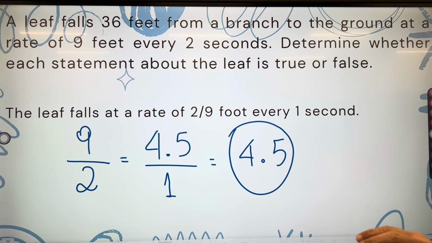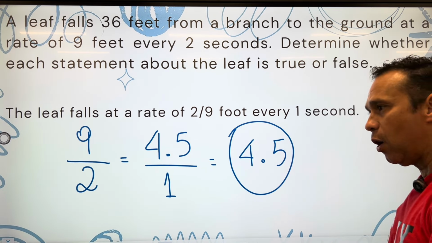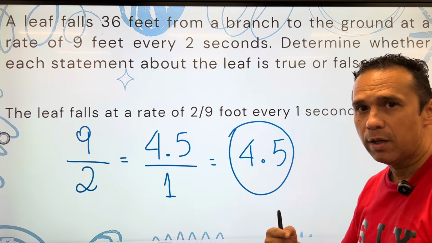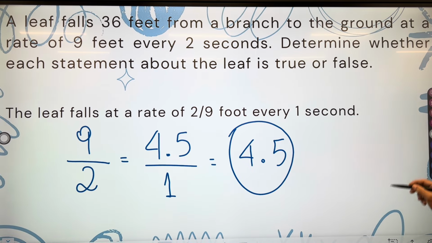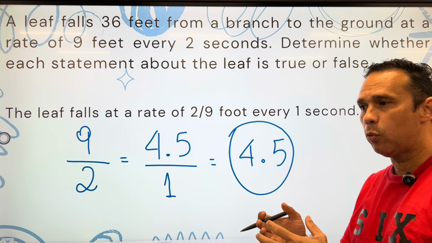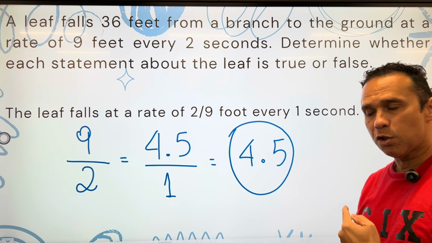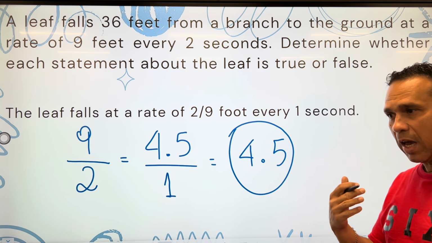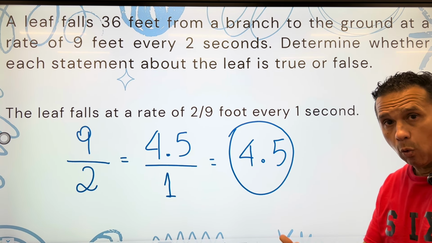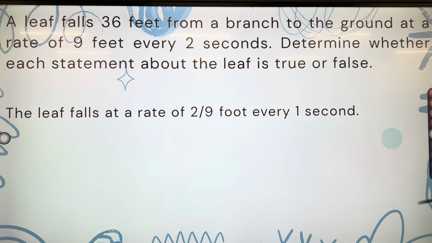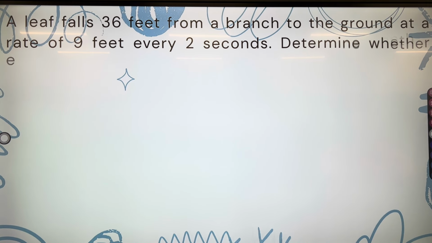But there is one thing happening: it's going down, it's decreasing because we're losing height. It's the same thing when we remove money from the bank account, or when we try to empty a pool. So the rate will be negative because we're losing. We're getting lower. That's one thing we have to consider every single time we solve a question like this.